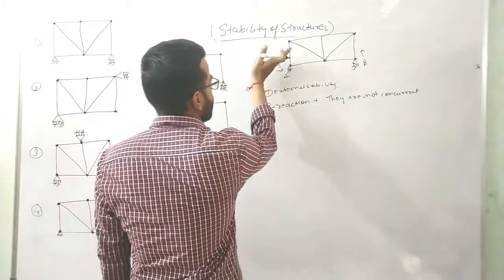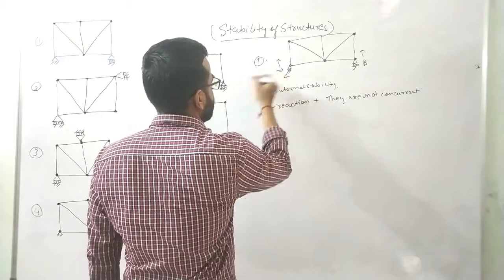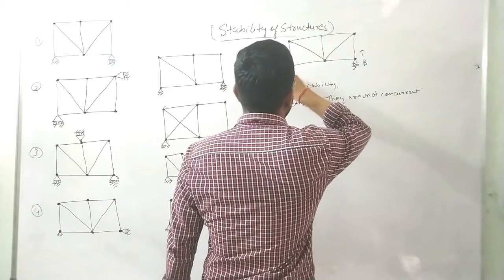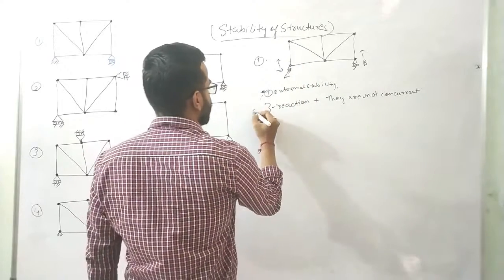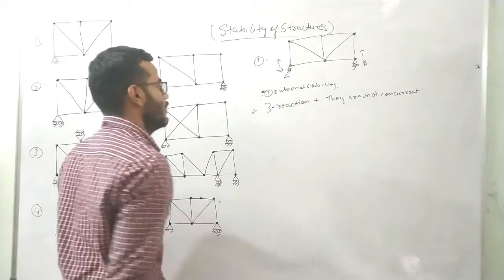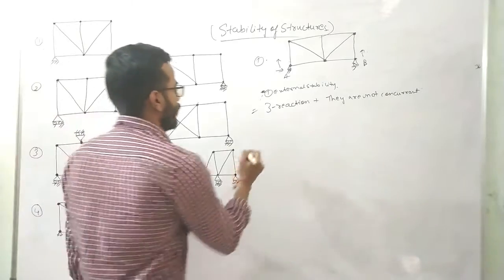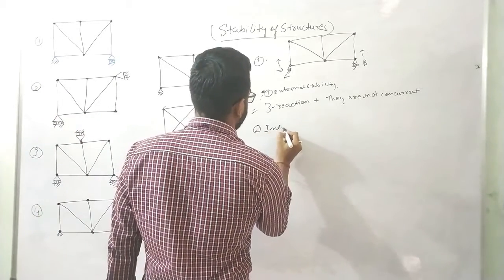If I apply load in this direction, there is a reaction force. Similarly, if I apply load in this direction, one reaction force is there. If I apply load in the vertical direction, reaction forces are there. So this system is externally stable. Now let's come to the next point, internal stability.